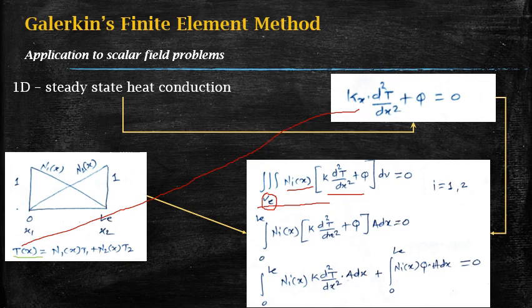So this dV is now expressed as A into dx, where A is the area of cross section. In one dimensional problem, generally area of cross section is assumed to be constant. So the limits of integral are now from 0 to LE. Now the equation becomes integral 0 to LE Ni of x in bracket this residue, k into d2T by dx square plus Q, A dx is equal to 0. Separating out the terms, this equation is again written like this.